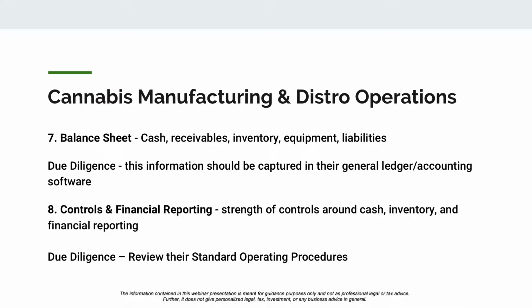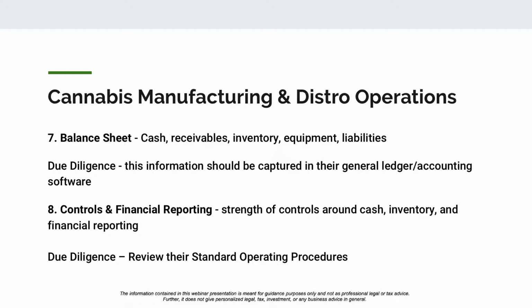Also, some other stuff you want to look at is their balance sheet, right? So how much cash they have on hand. What's the amount and quality of their receivables, right? How much the dispensaries owe them. Is it 50? Is it 70K? Is it 100K? And then you also want to understand the quality of those receivables.